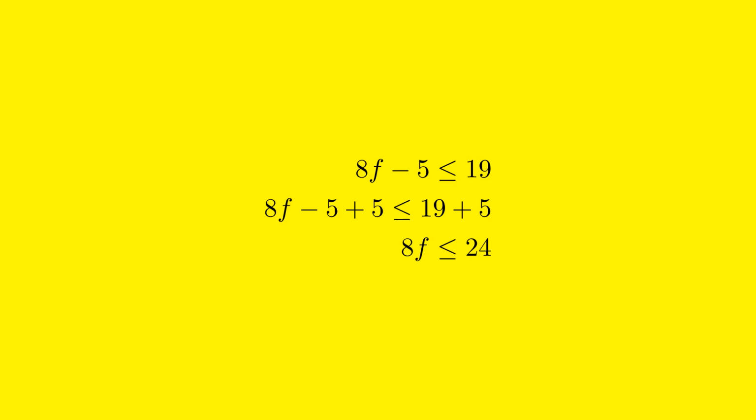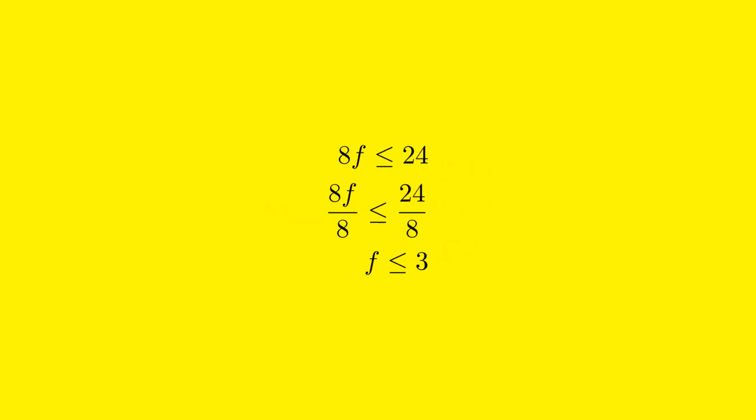On the left side, we have 8f minus 5 plus 5, which simplifies to just 8f. On the right side, we have 19 plus 5, which adds up to 24. After performing this addition, our inequality now reads 8f is less than or equal to 24. The reason we add 5 to both sides is to cancel out the minus 5 and make the expression simpler. By doing the same operation on both sides, we maintain the balance of the inequality, ensuring that the inequality sign still holds true. In summary, after step 1, our inequality has been simplified to 8f is less than or equal to 24.